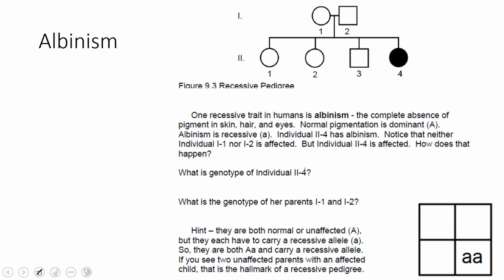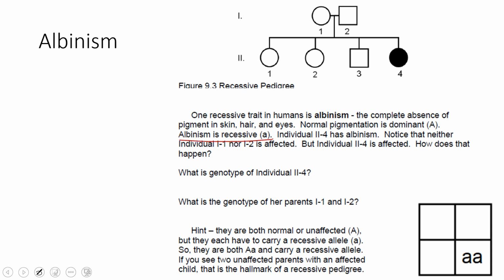Okay, here's an example that we're going to look at when it comes to recessive conditions. Albinism. We talked about this last week with the peacock. It can happen in people too. The person can't make melanin, and so they end up being super duper pale. So normal pigmentation is dominant, albinism is recessive.